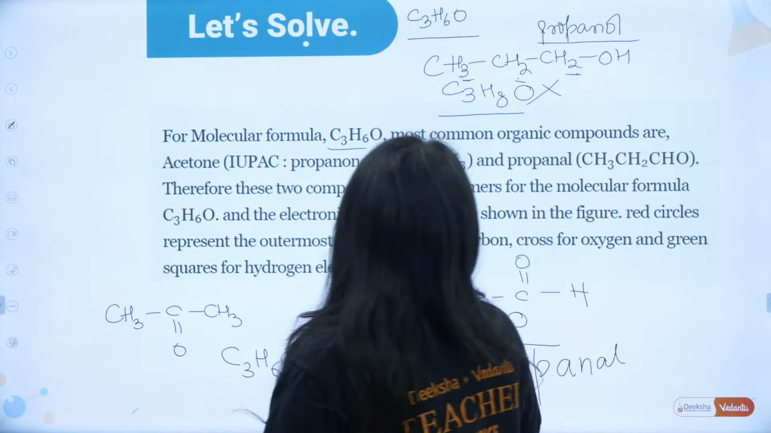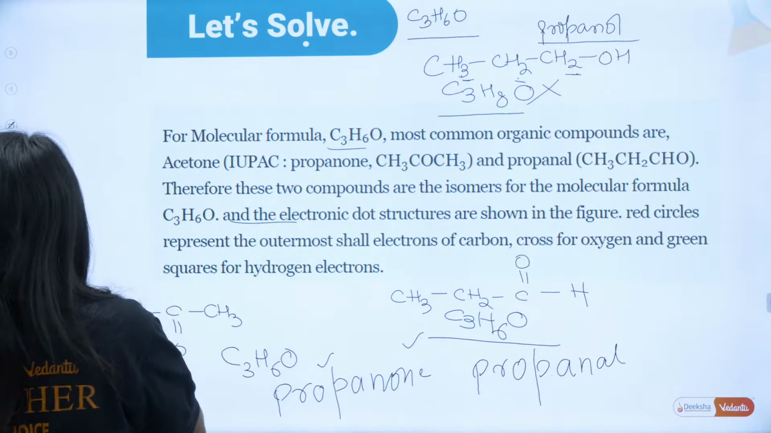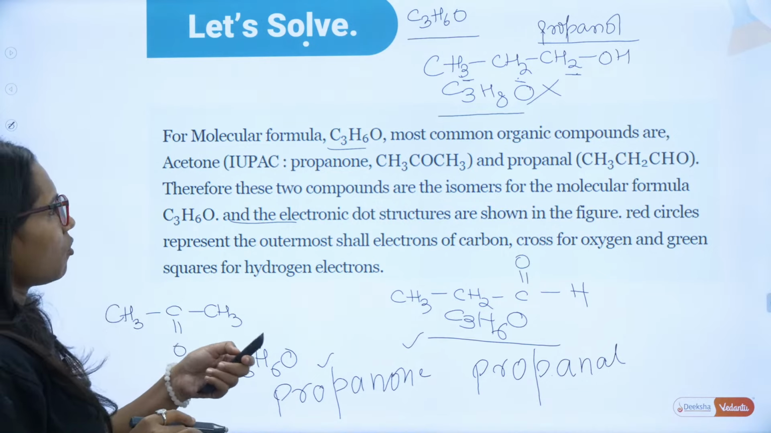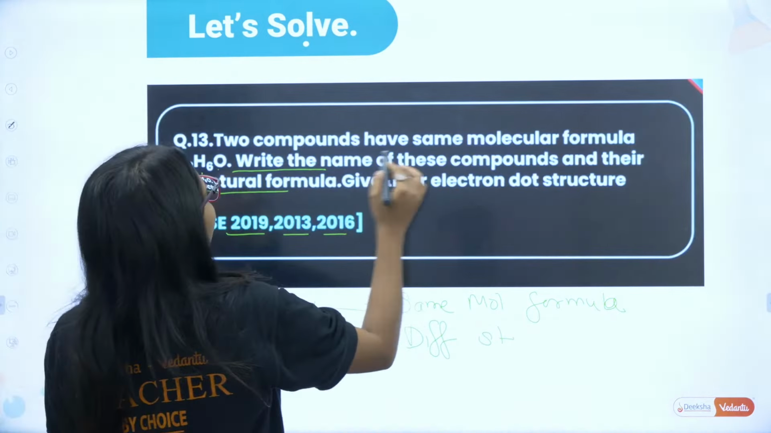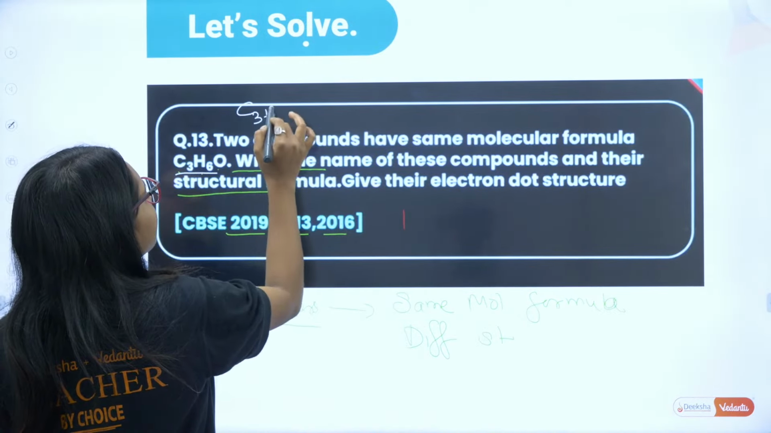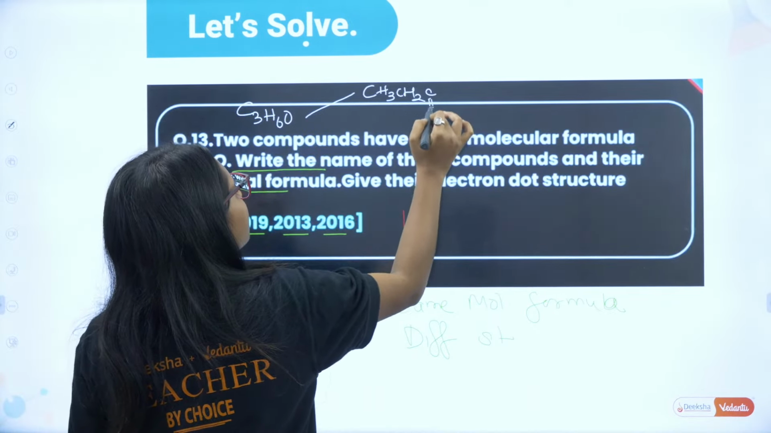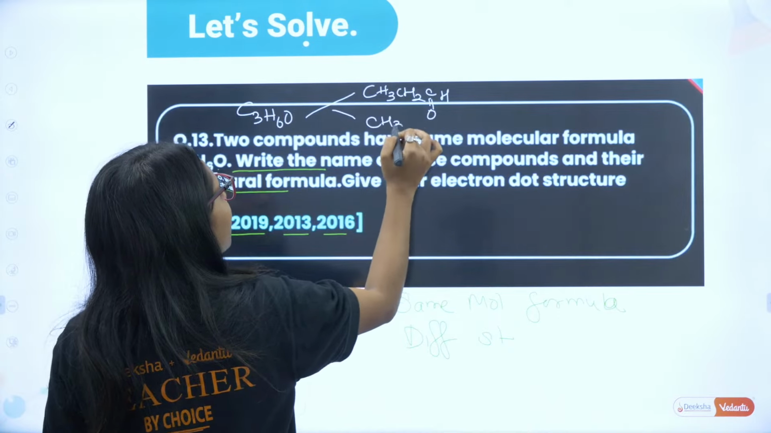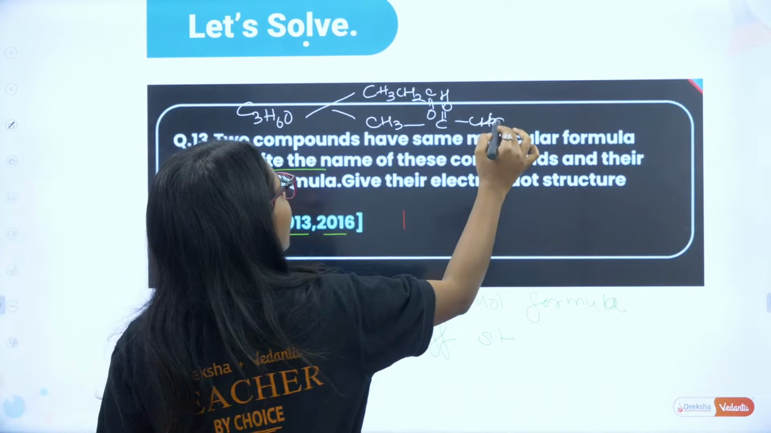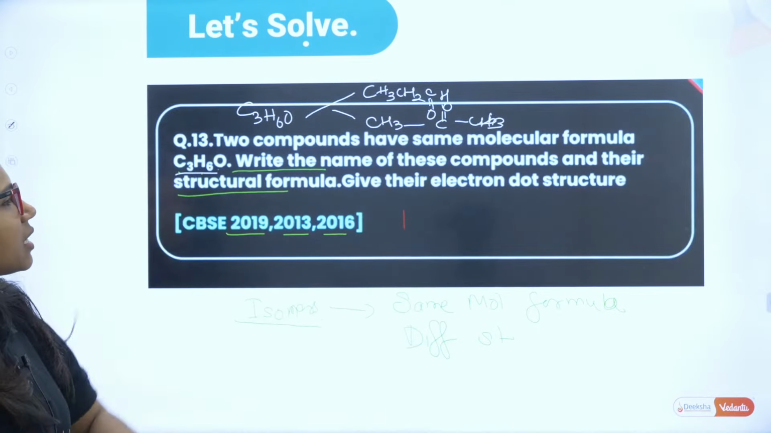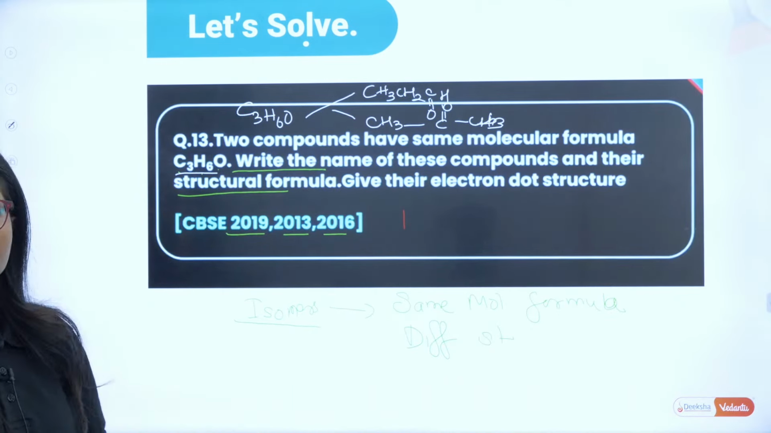Correct? Okay. Now what have they asked? You have to draw the dot structure. Let's go back. Two compounds have the same molecular formula, C3H6O. So we found that it can be propanal, it can be propanone. Write the name of these compounds and their structures. Okay. Give their electron dot structure.